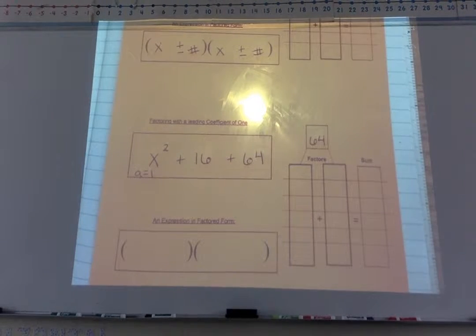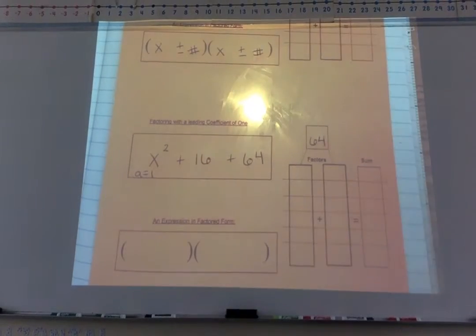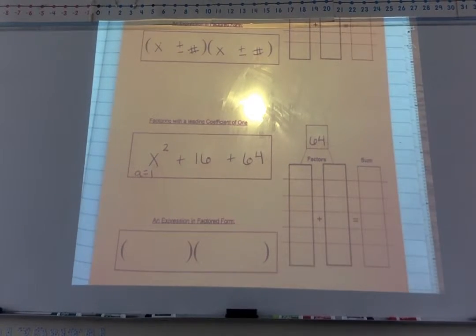So now let's list factors of 64. And if you want to use your factor chart, you can use that. Right? So factors of 64, what's the basic one? 1 and 64.